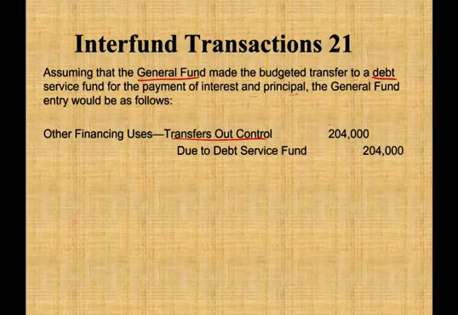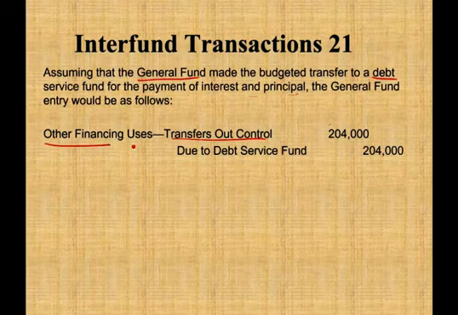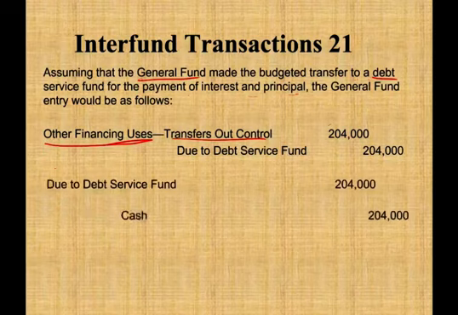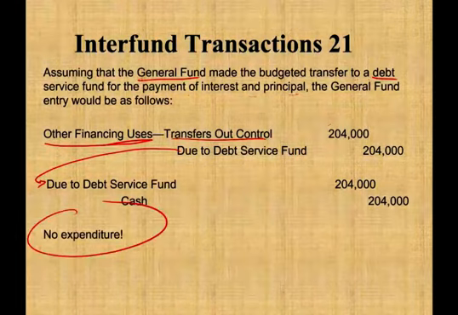This is important because it's a non-reciprocal transfer. We're transferring those funds, and we don't expect the debt service fund to give us anything in return. They're not going to give us anything in return. So this is other financing uses. It's basically a statement of revenue and expenditure account, but not an expenditure account. Now, when we transfer the money, we debit the liability and we credit cash. Once again, no expenditure here.